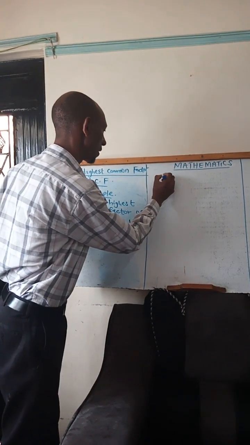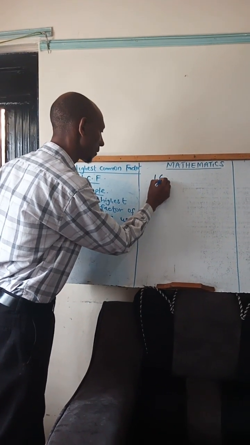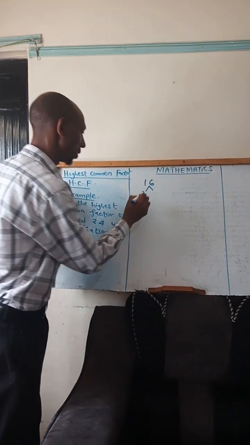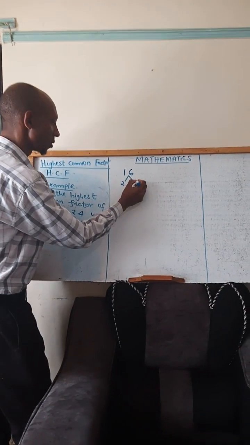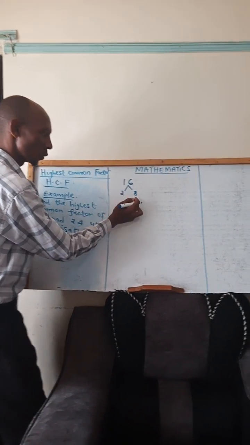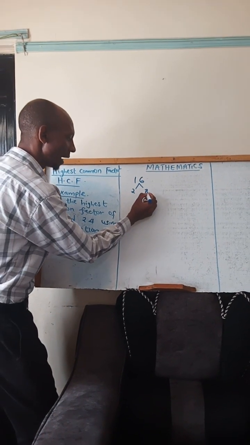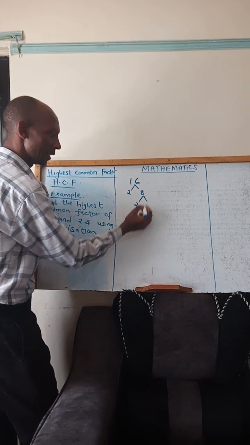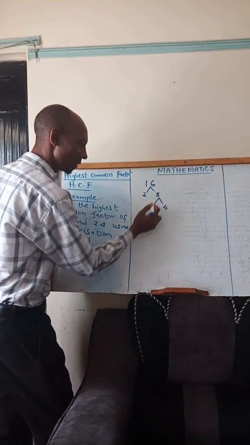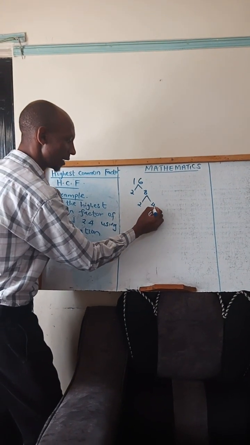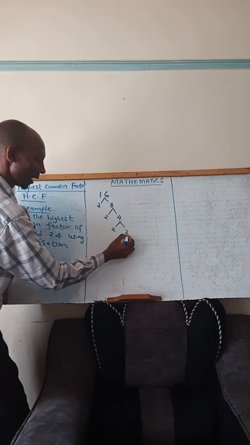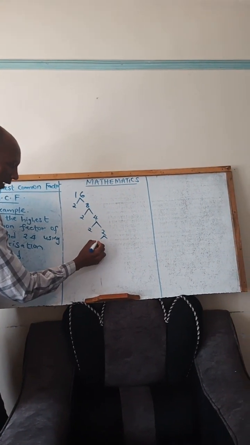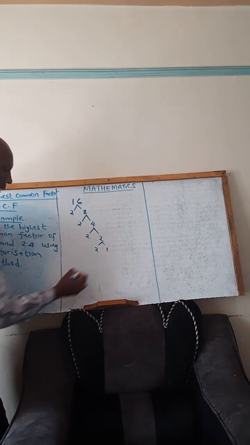I start with the first one, that is 16. I look for the factors using a tree diagram. 16 divided by 2, you get 8. Then I divide by 2 again: 8 divided by 2, you get 4. Then 4 divided by 2, again, you get 2. And finally, 2 divided by 2 is 1.